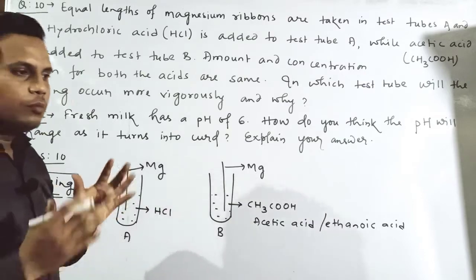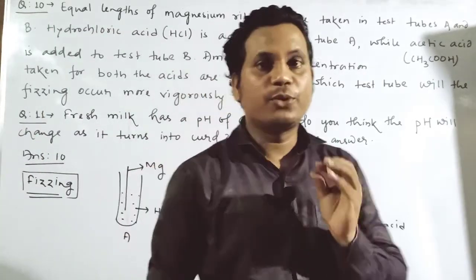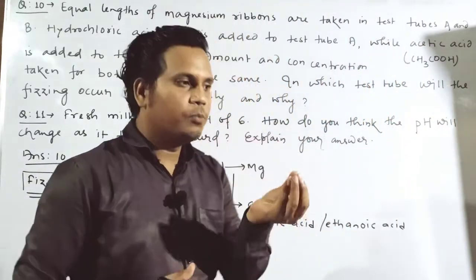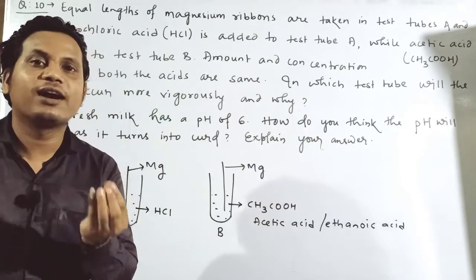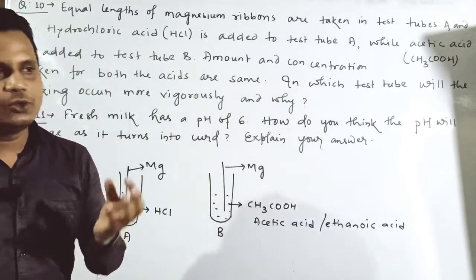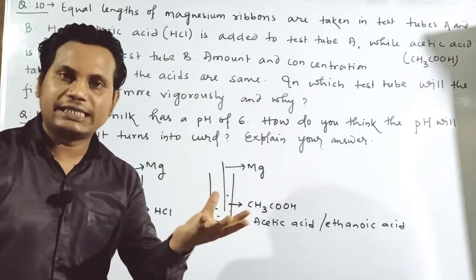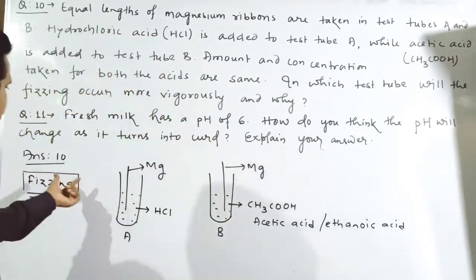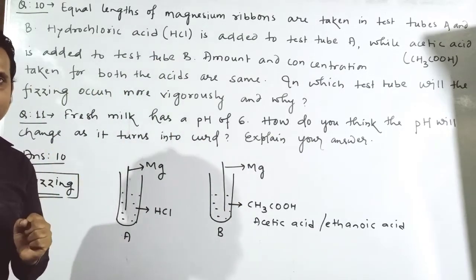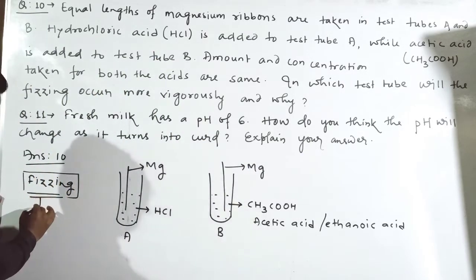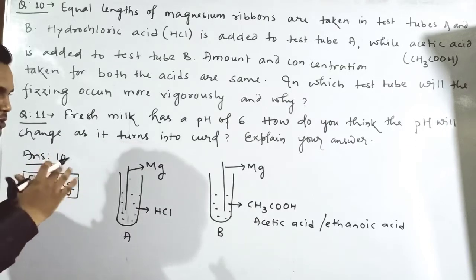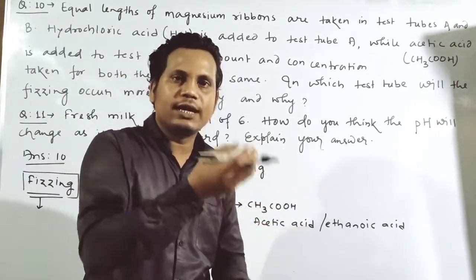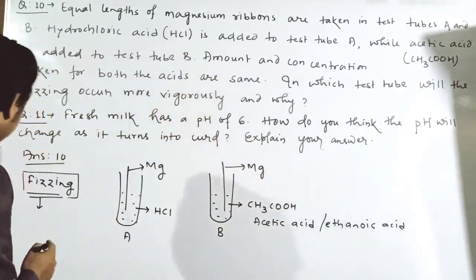Fizzing means production of bubbles. Like we have seen in cold drinks, there bubbles are seen. Whose bubbles? Carbon dioxide gas. So bubbles of carbon dioxide are seen in the cold drinks. In the same way, fizzing means bubbles are seen, with some hissing sound. You have seen that anywhere bubbles are coming, there is sound. So this is the meaning of fizzing.